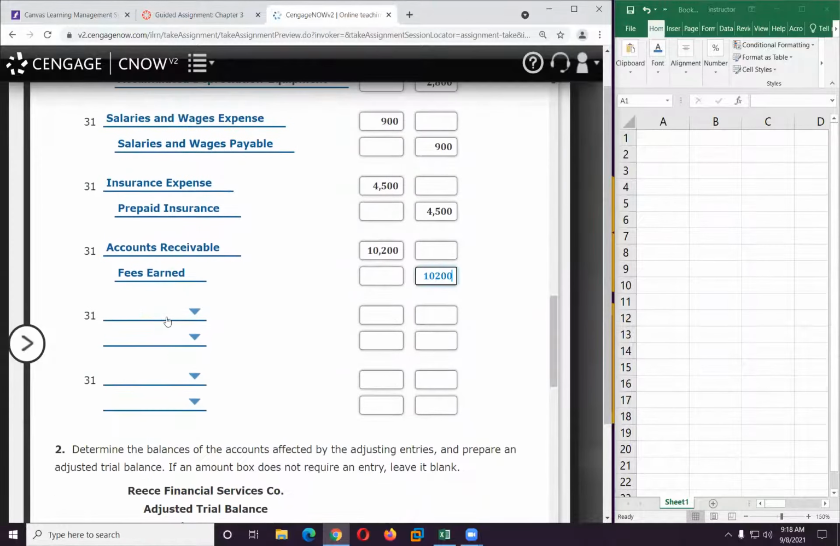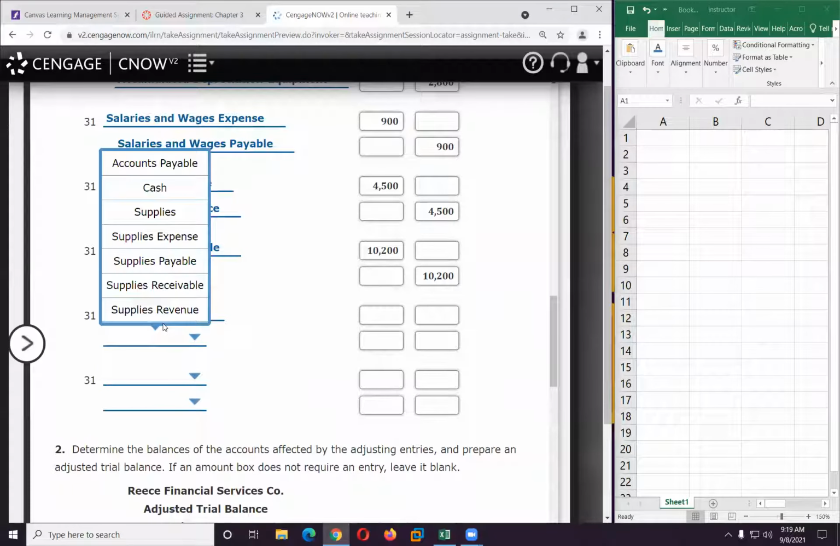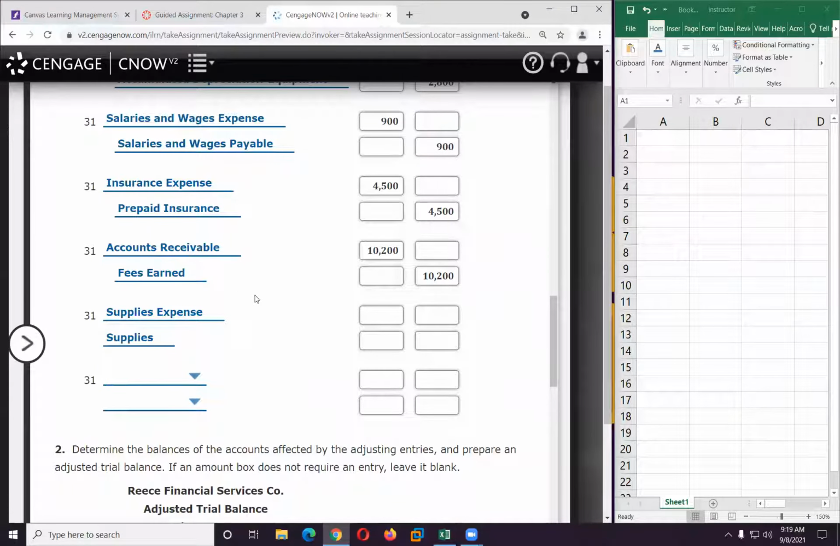So I'm going to debit supplies expense and credit the asset account supplies. That's to show that I used up some supplies and I'm claiming them as an expense. Again, we've done this sort of transaction already in some of the stuff we've done.